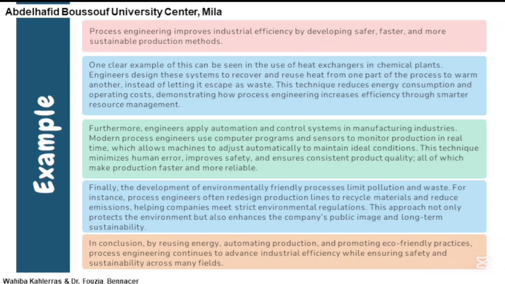For example, topic sentence: process engineering improves industrial efficiency by developing safer, faster, and more sustainable production methods. One clear example, I give the example and I explain it. I move to evidence 2, I say, furthermore, I give the evidence and explain it. Then my last evidence, I say, finally, I give the evidence and explain it. Then I conclude my paragraph with a concluding sentence restating the key points of the paragraph.